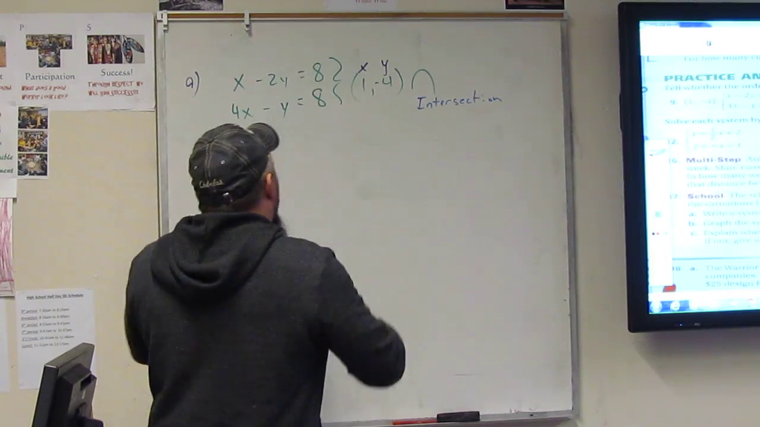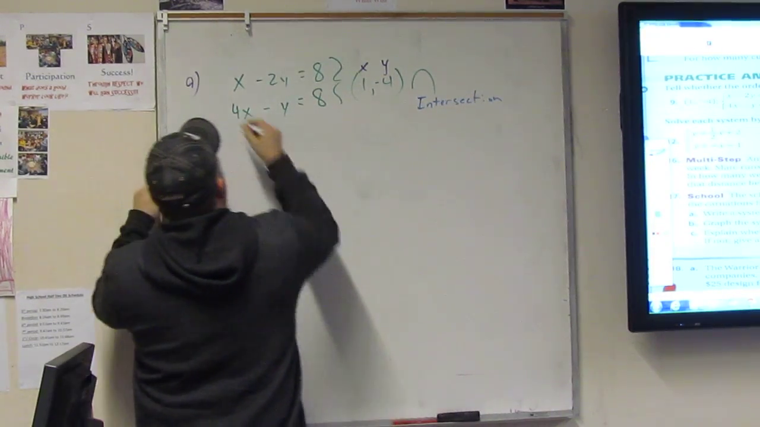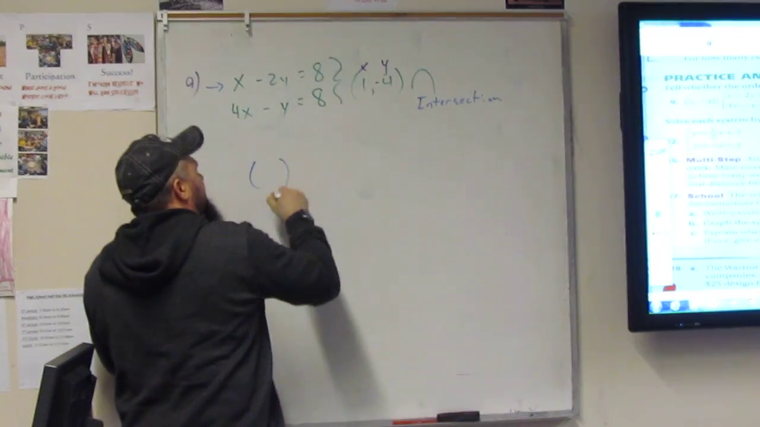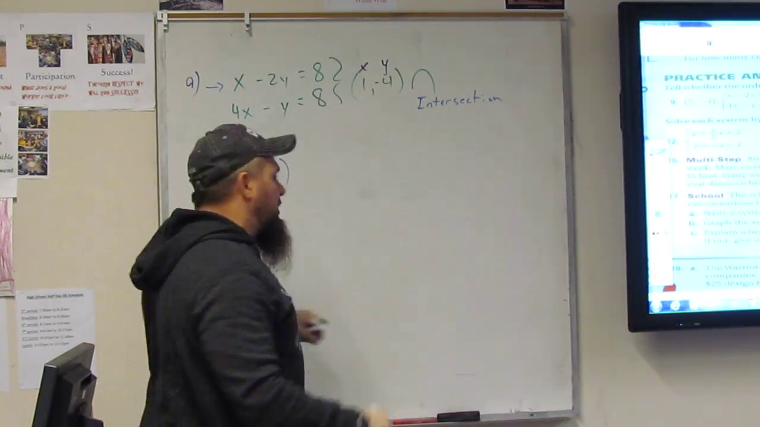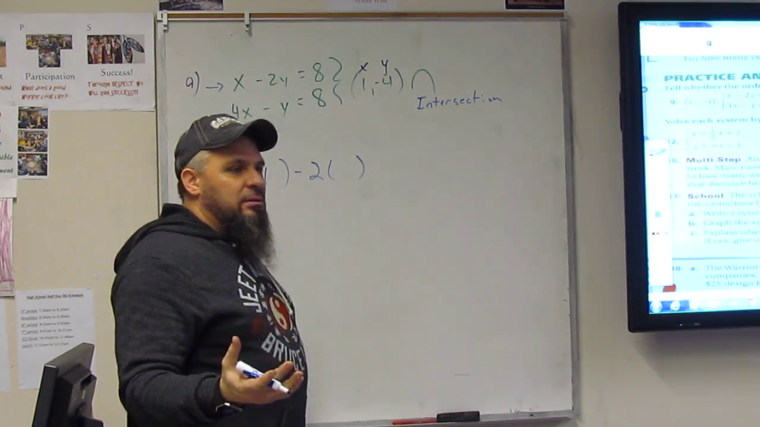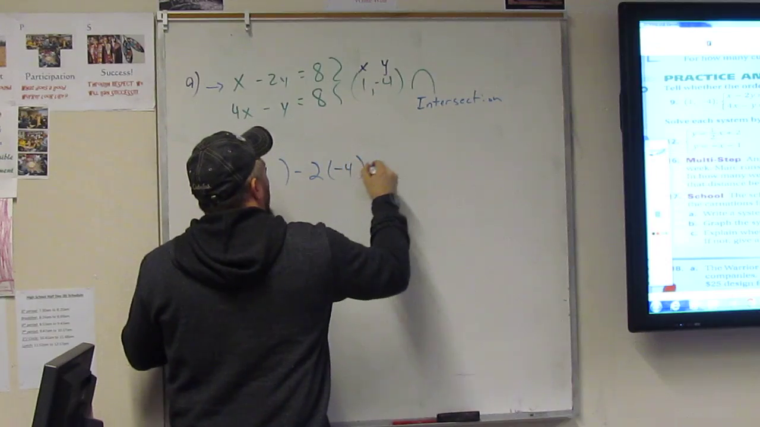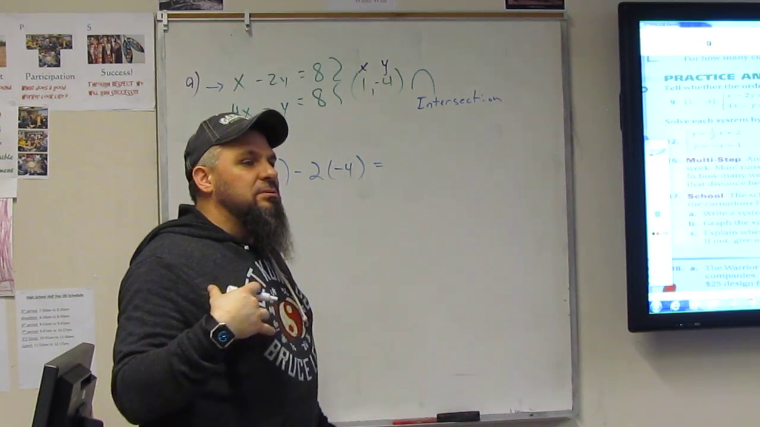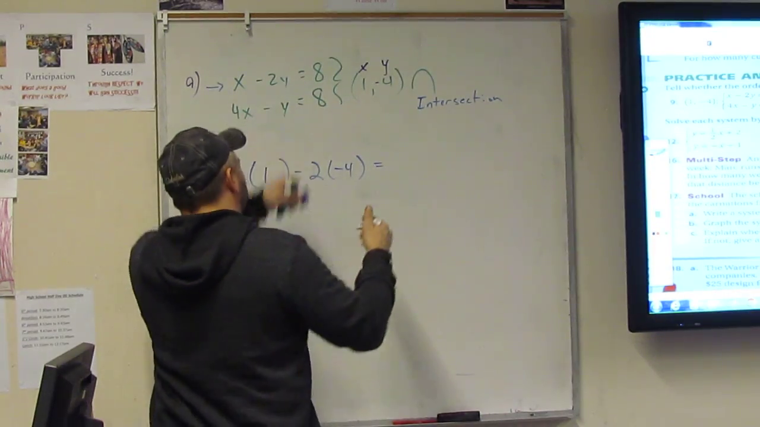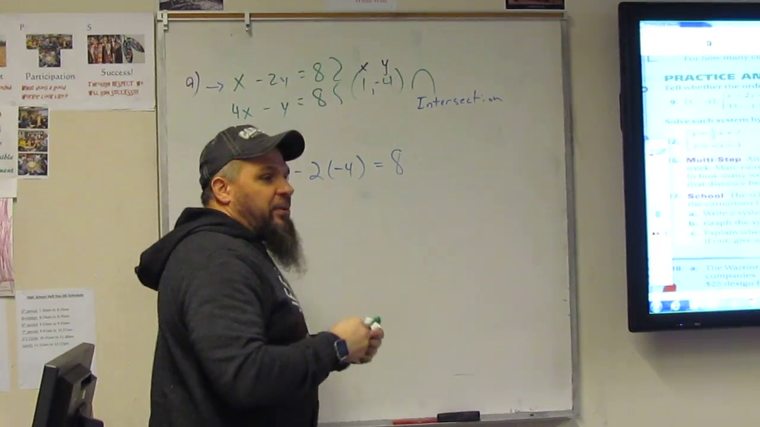Let's make this the blue one, and I'm going to plug that one in. X is 1, minus 2 times Y. What's Y? Negative 4. It's supposed to equal 8. Alright, so let's see if it works.